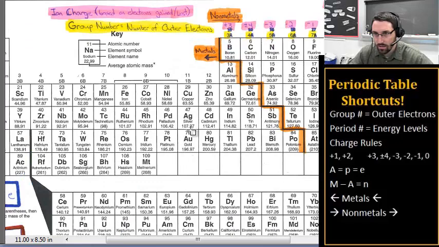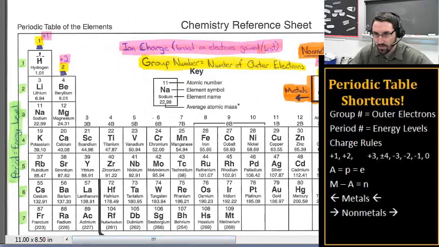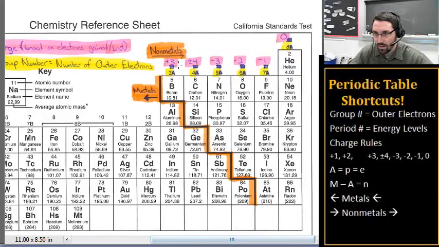The first shortcut I want to highlight would be the group number is equal to the number of outer electrons. So all the elements in group 1 will have 1 valence electron. All elements in group 2 will have 2 valence electrons. And over here we've renamed these. Instead of 13 through 18, they're group 3, 4, 5, 6, 7, and 8. And that's how many valence electrons those have.